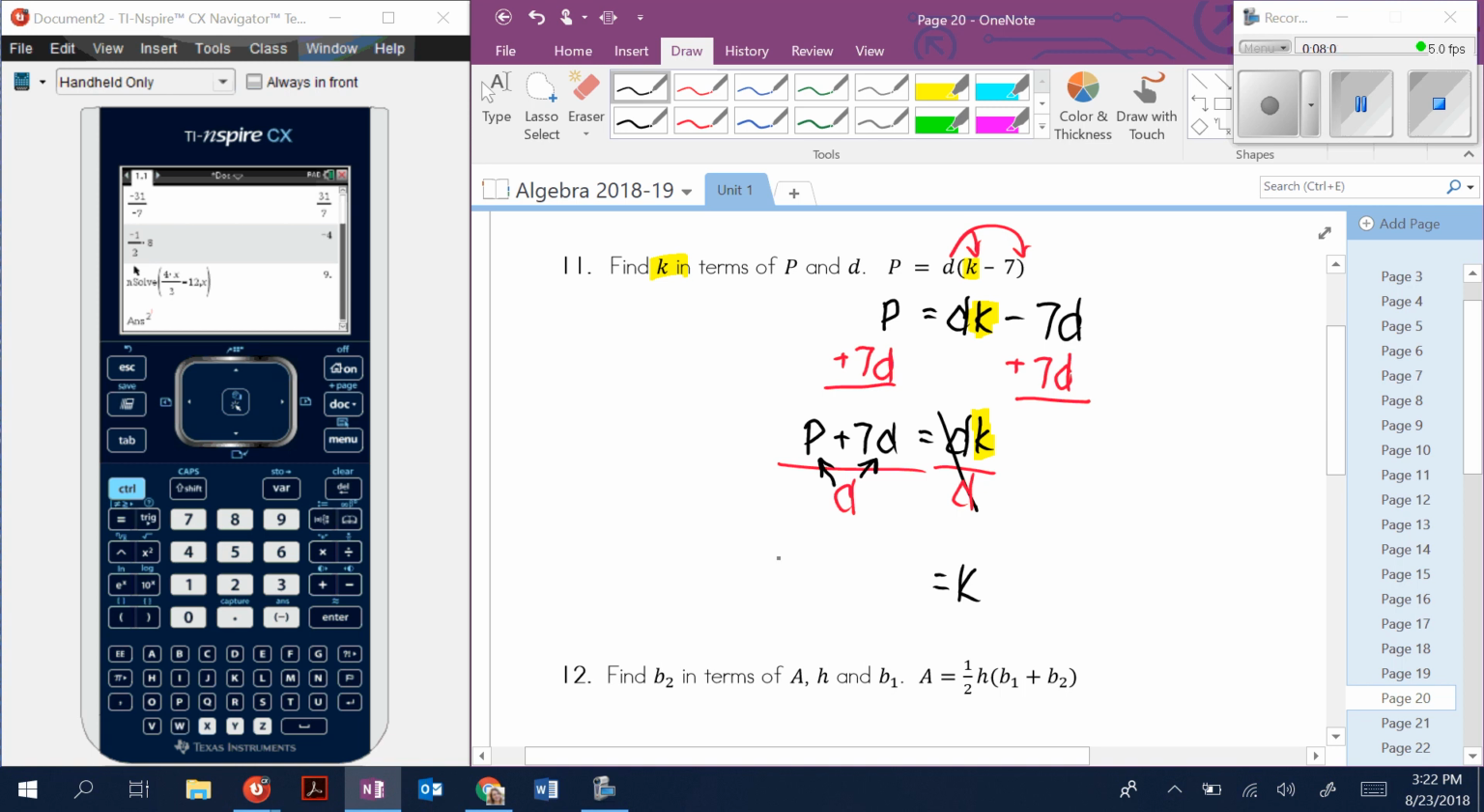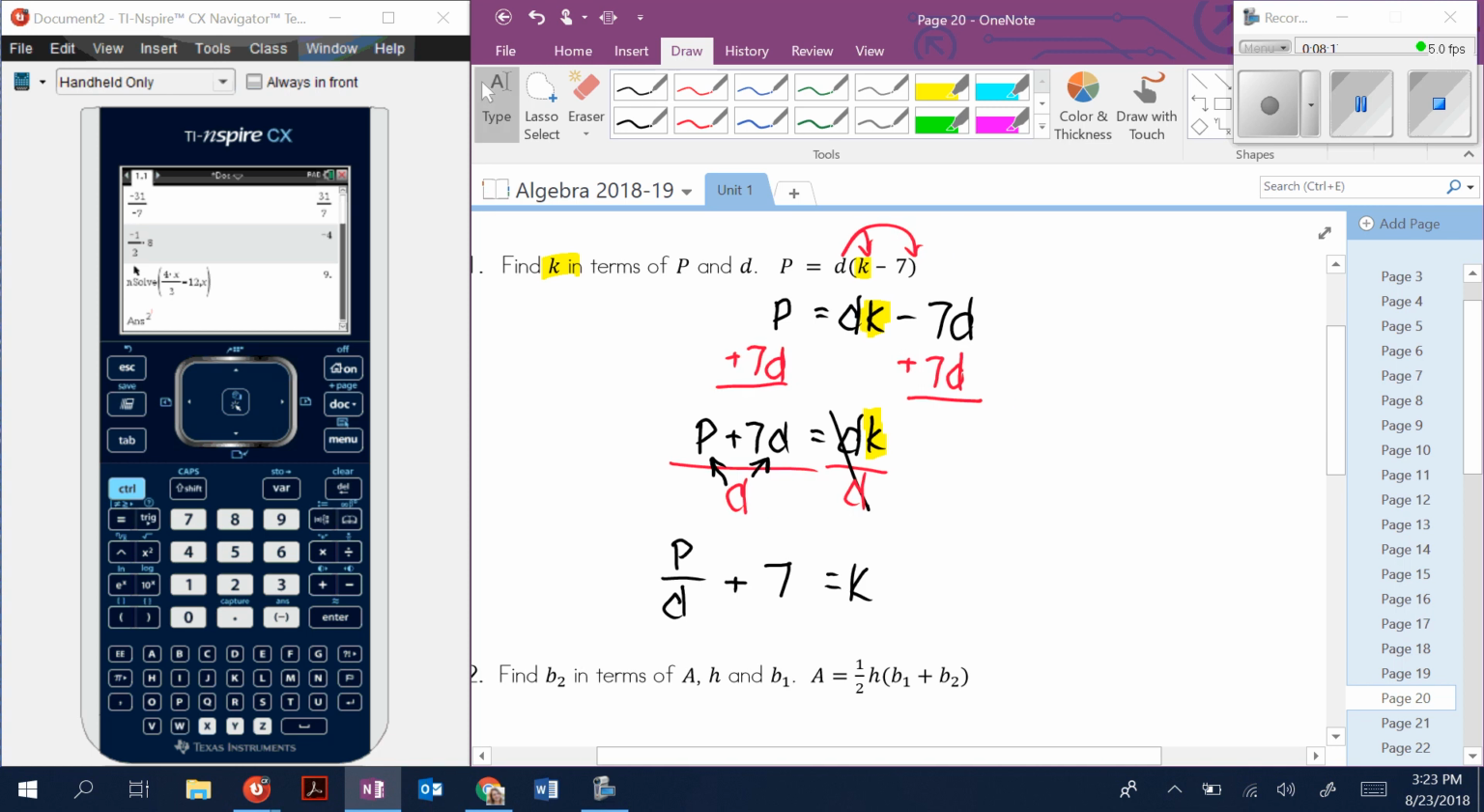p divided by d, well, can't do much with that. p divided by d plus, well, 7d divided by d, those d's cancel, and I'm actually only left with 7. So that's one way of looking at it, if you get the d's to cancel.